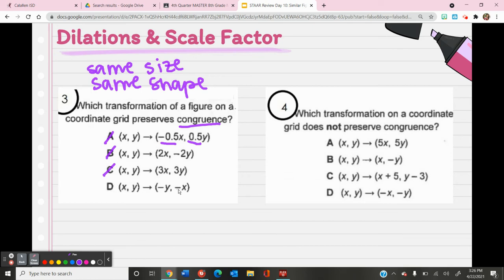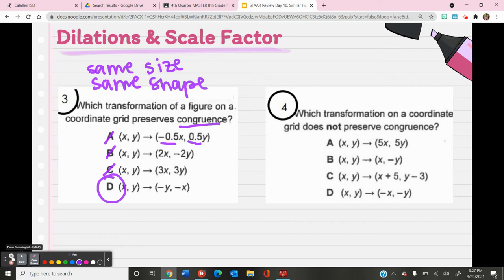Then I have D. Multiplying an image by -1 is not going to affect the size. And here they also flipped it. So D is the only one that would preserve congruence.